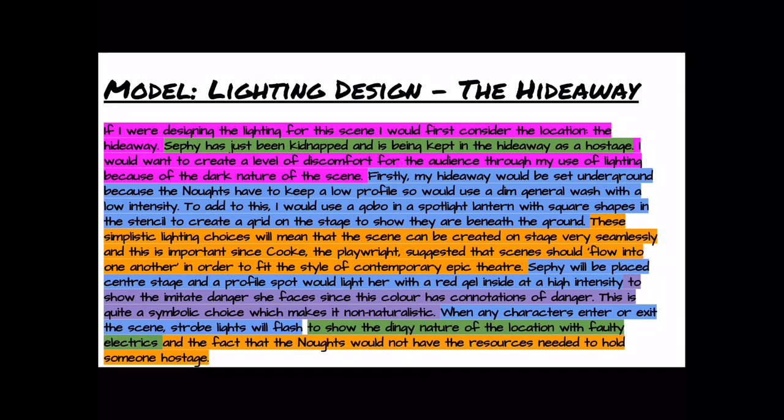So now we're going to go on to some linking to contemporary epic theatre. So these simplistic lighting choices will mean that the scene can be created on stage very seamlessly. And this is important since Cook, the playwright, suggested that scenes should flow one into another in order to fit the style of contemporary epic theatre. So I've linked my idea to contemporary epic theatre because we know a gobo is a very quick way to create a location on stage.